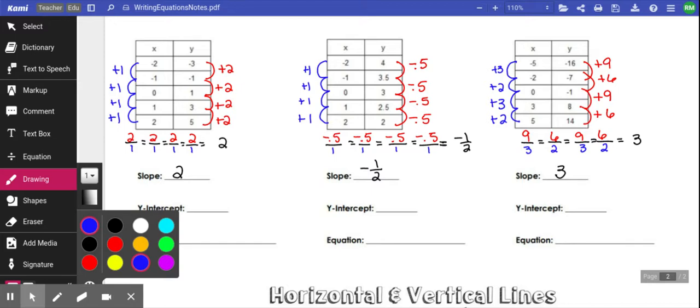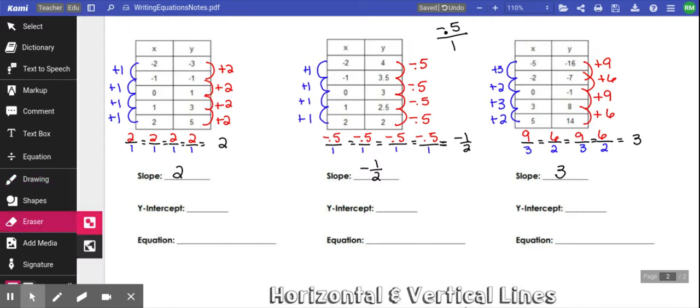The second one, the one in the middle, let's talk about this one real quick. As you can see, I used a decimal, so -0.5, so that's -1/2. Well, any number over 1 is just itself, right? So we don't have to write the over 1. So we could have -0.5. But when we're talking about slope, we always want to write it as a fraction, as an improper fraction or a regular fraction. So I wrote the slope as -1/2.